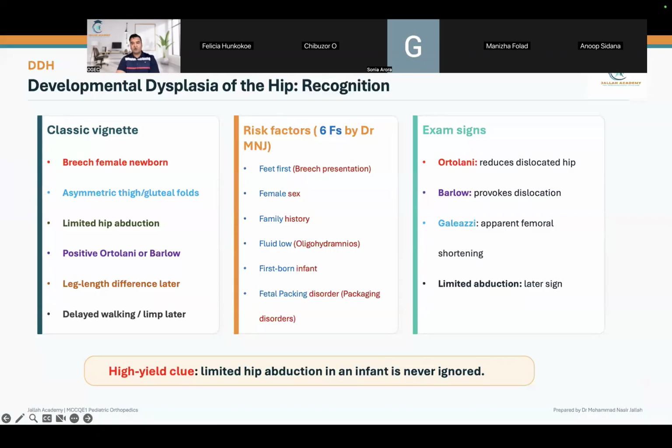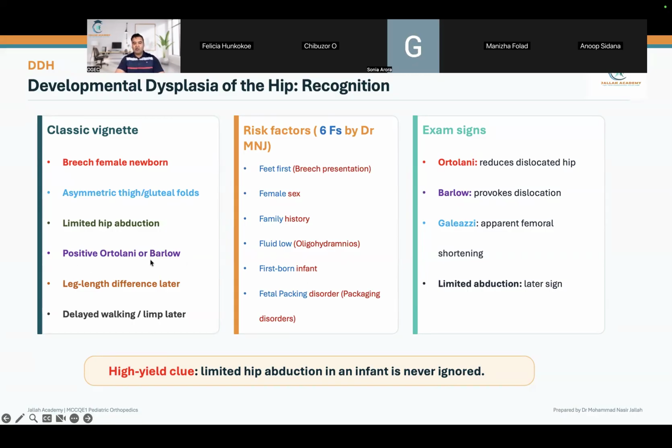Now let's dive deep into developmental dysplasia of the hip recognition. If they want to test you on this one, this is how the clinical vignettes will appear. They will give you a female breech newborn with asymmetric thigh or gluteal folds. The gluteal folds will be asymmetrical. Limited hip abduction, positive Ortolani or Barlow. I'm going to show you the picture to understand it better.